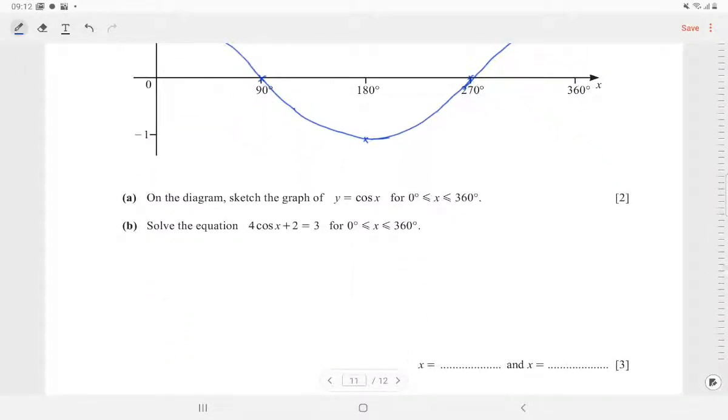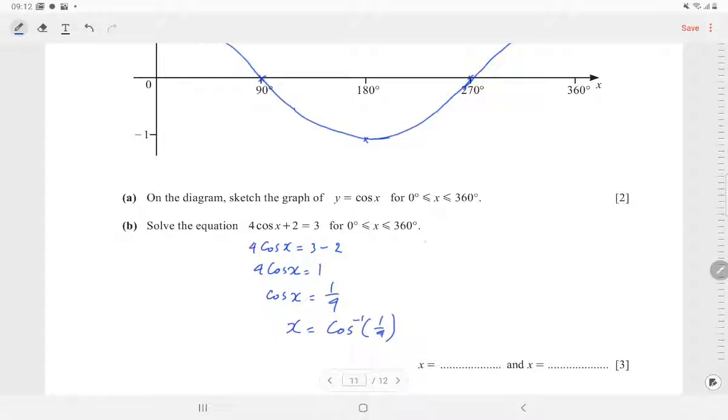Okay. How to solve this? Simplify. So we have 4 cos x equal to 3 minus 1 minus 2, so 3 minus 2. Then we have 4 cos x equal to 1, so cos x equal to 1 over 4. How to find x? x equal to cos inverse of 1 over 4.